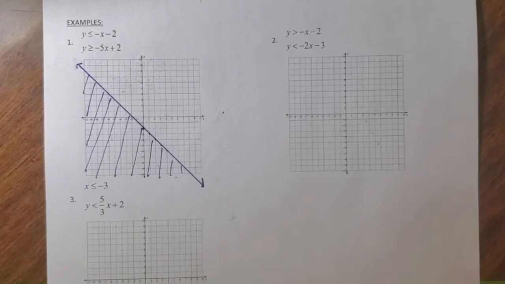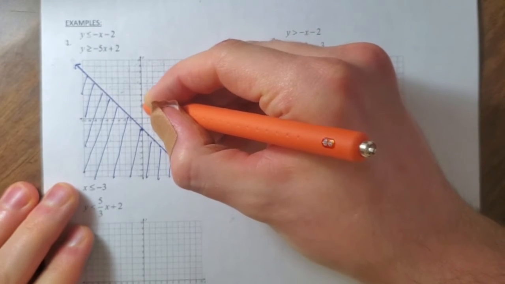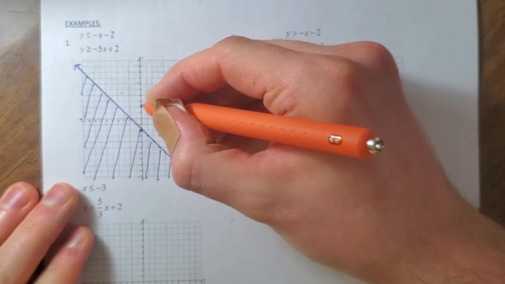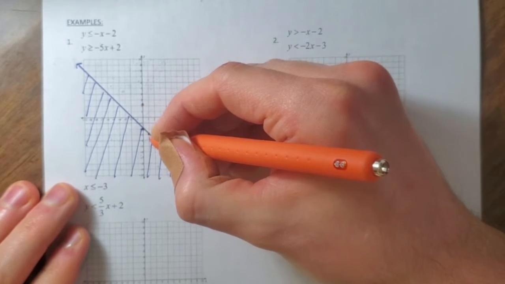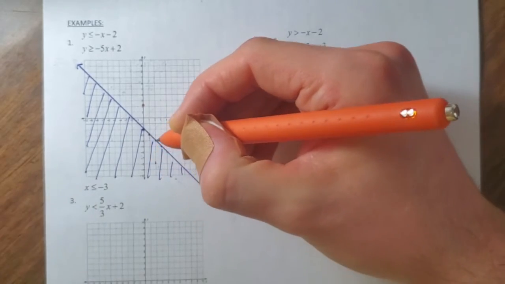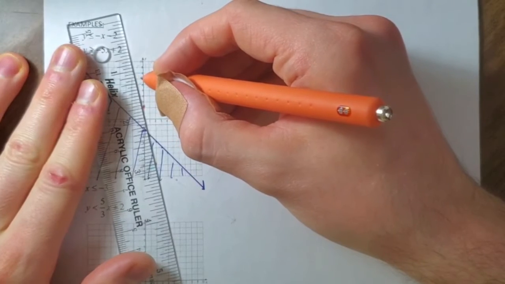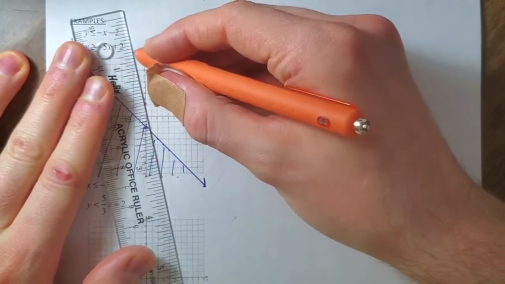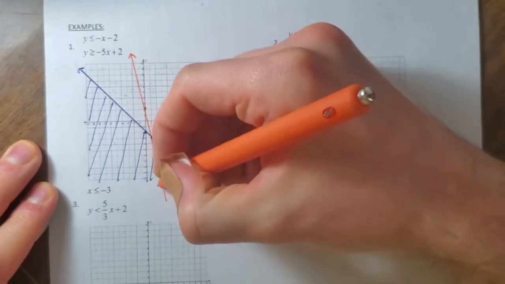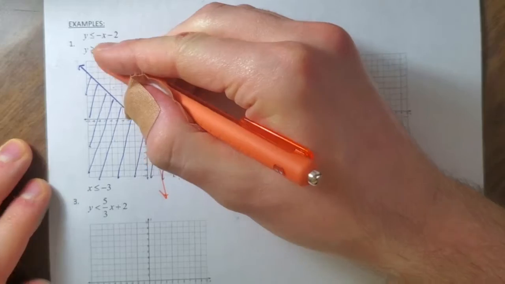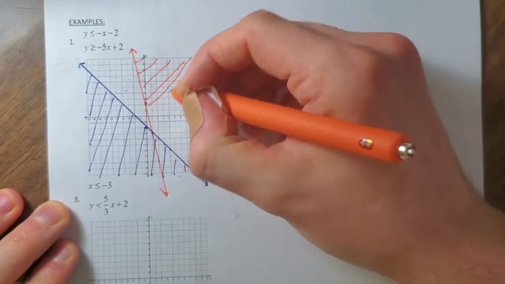Nice and easy. Now let's try out our second one. So this time around we've got a positive 2 for our intercept and a slope of negative 5. So we're counting down 5 over 1. Again, we have a solid line here due to the or equal to portion of our inequality. And now we're saying that y is greater than or equal to this line. So we're going to go ahead and shade everything above it.